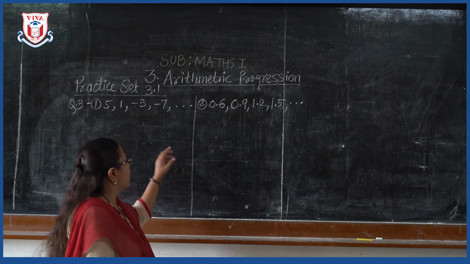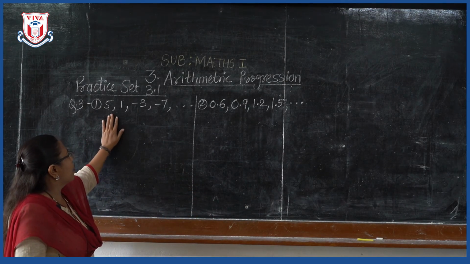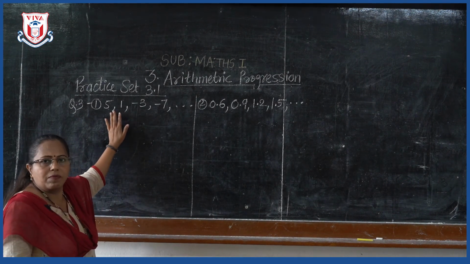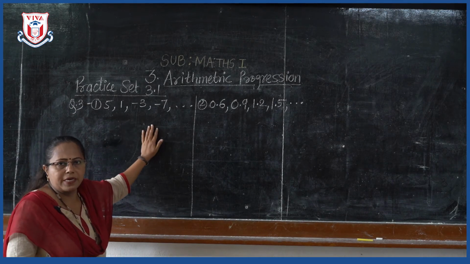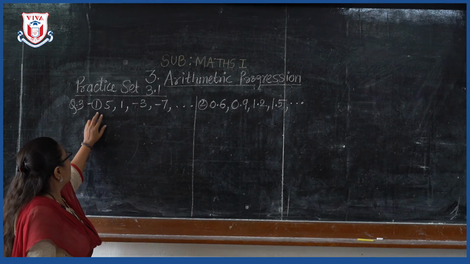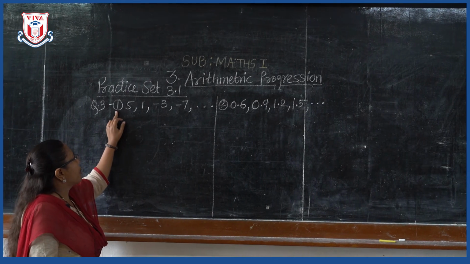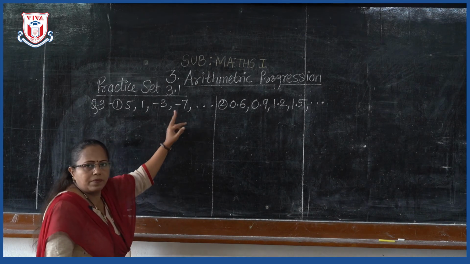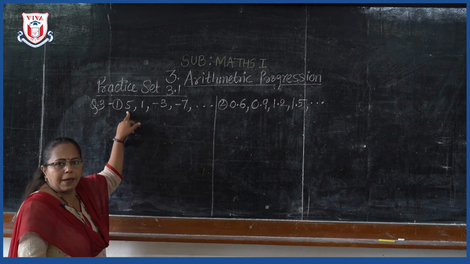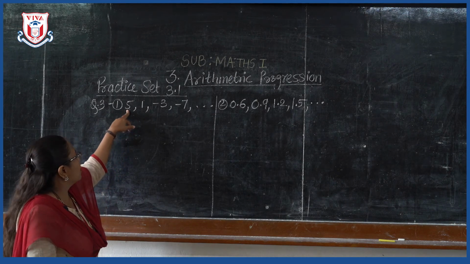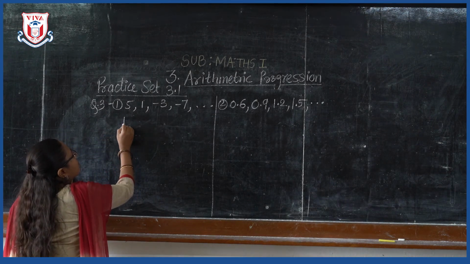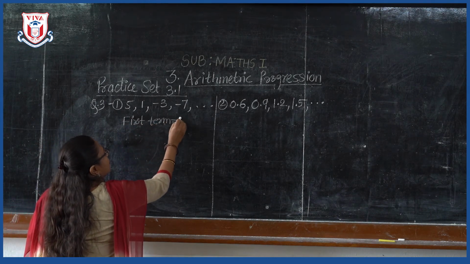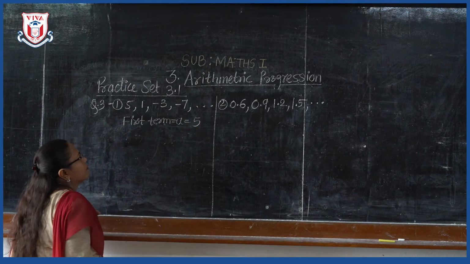Now question number 3. In this question some APs are given. From that arithmetic progression we have to find out the first term and common difference. Okay. So we will see the first example. The AP is given: 5, 1, -3, -7 and so on. So the first term of this AP is 5. The first term is denoted as A. First term A is equal to 5.